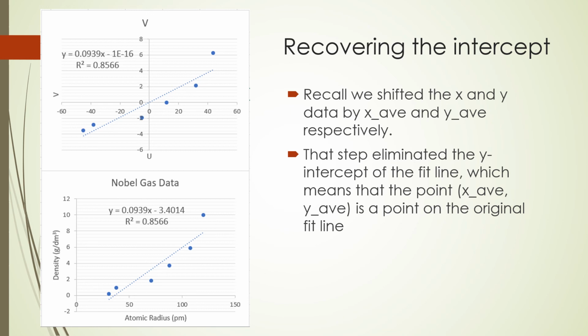Recall that we had shifted the x data by x average and the y data by the y average, in other words, we worked with the deviations, and that step eliminated the y-intercept of the fit line. The fit lines of the two graphs had the same slope and the same r squared, but different intercepts, and the intercept of the shifted data was 0. This means that the origin is part of the line in the shifted data. Since we shifted by x average and y average, the point x average, y average is on the original fit line.